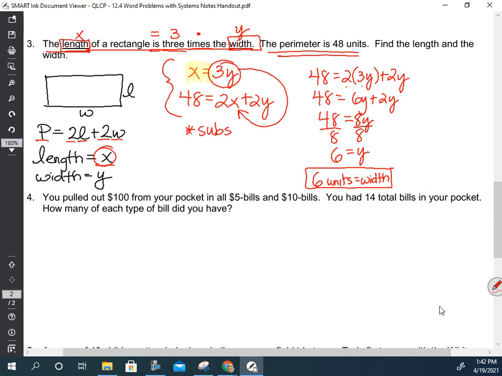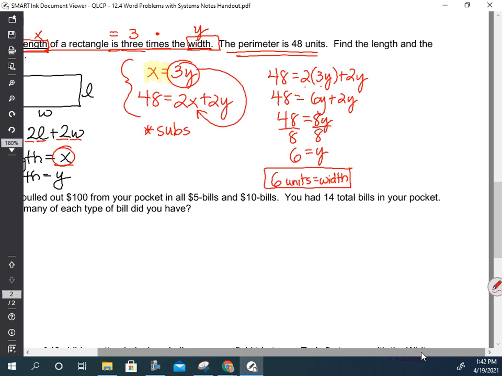So that means the length should be very simple then. The length is 3 times the width. X equals 3y. You know what y is equal to. 18. So your length is 18.